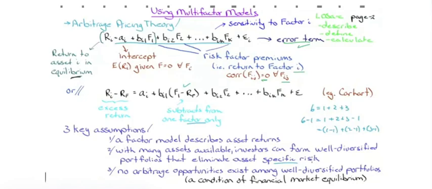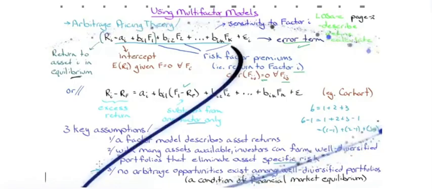And number three, no arbitrage opportunities exist among well-diversified portfolios. This is just a condition of financial market equilibrium. If arbitrage opportunities existed and you had perfect markets where people could step in and buy low and sell high, they would eliminate or trade away the arbitrage opportunities such that everything would be priced based on its exposure to specific factors and the return to those factors. This is the problem here. In theory, that's really nice. But in practice, that becomes very difficult to do. We'll look at it on the next screen.